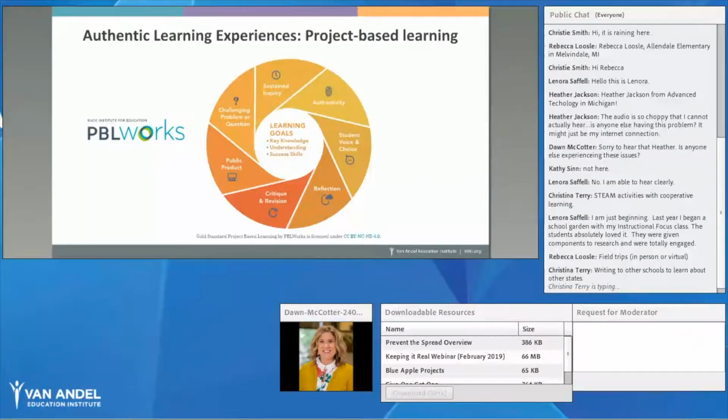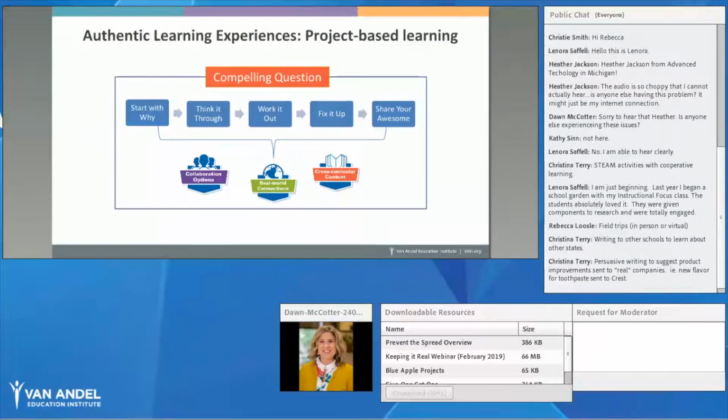And so what we did is that we took the theory and used the best parts of lesson planning and created a process or a structure to help you start doing project-based learning in your classroom.